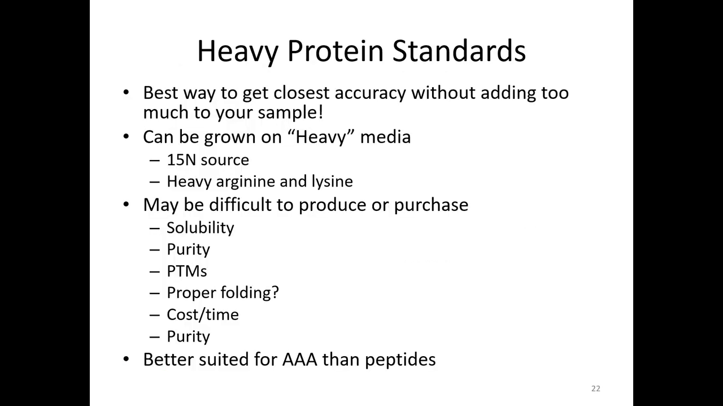All right, heavy protein standards. Again, we've discussed this a little bit, but these are a lot of the drawbacks that are hard to account for when you're generating an intact protein standard. However, they are better suited for amino acid analysis than peptides because they have a larger number of amino acids to get broken down, and so you're getting more measurements for protein concentration because you have so many more amino acids to count when you do amino acid analysis.